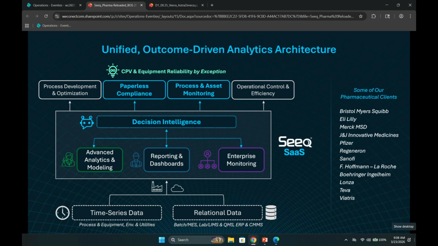Across all of this, we have our premium AI, so our decision intelligence can query all of these analytics for rapid business insights with just the click of a button. This engine powers a lot of outcomes in the pharmaceutical manufacturing space, including product and process compliance and monitoring. Today, we're going to talk specifically about continued process verification and asset reliability by exception. And on the right here, you can see we work with a number of pharmaceutical clients, about 50% of the top 20 pharmaceutical businesses in the world.